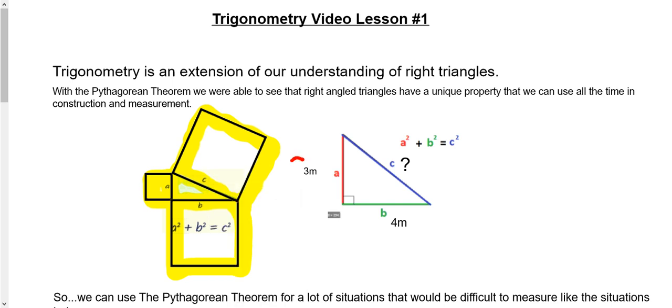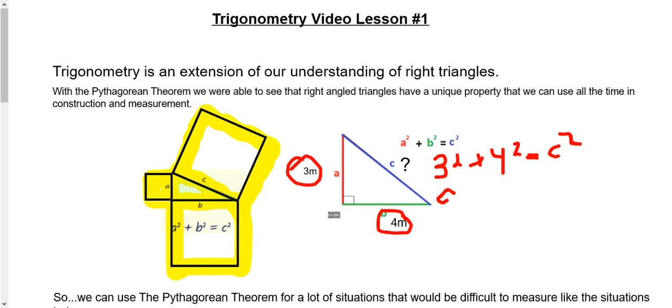So let's say, for example, we've got a right angle triangle that's 3 meters by 4 meters, and we want to find the hypotenuse. Well, we just use the formula, so we'll go 3 squared plus 4 squared equals the long side squared. Now, 3 squared is 9. 4 squared is 16. C squared, well, we don't know what that is, so we'll just leave it like that. And 9 and 16 is 25. Is equal to C squared.